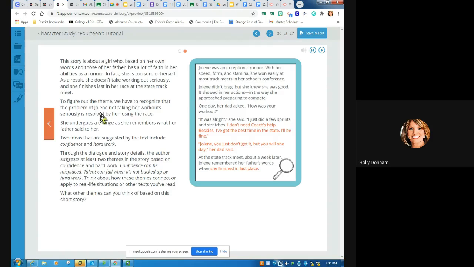To figure out theme, we've got to recognize the problem. She undergoes a change. She remembers what her father said. Two ideas that are suggested here include confidence or pride and hard work. And you can put those two together by saying confidence can be misplaced, or sometimes we can get overly confident. Talent can fail when it's not backed up with hard work. What other themes can you think of based on this short story?